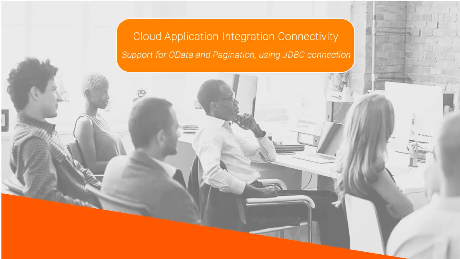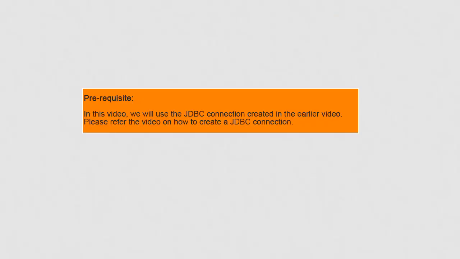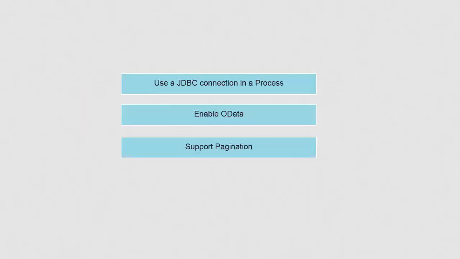This video will show you how to enable OData for a JDBC connection and support pagination. In this video, we will use the JDBC connection created in the earlier video. Please refer to the video on how to create a JDBC connection. In this demonstration, we'll show you how to create a process that uses a JDBC connection, enable OData, and support pagination.